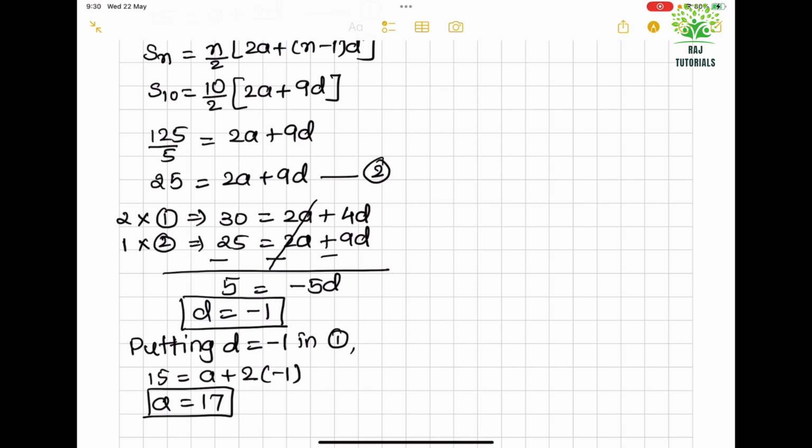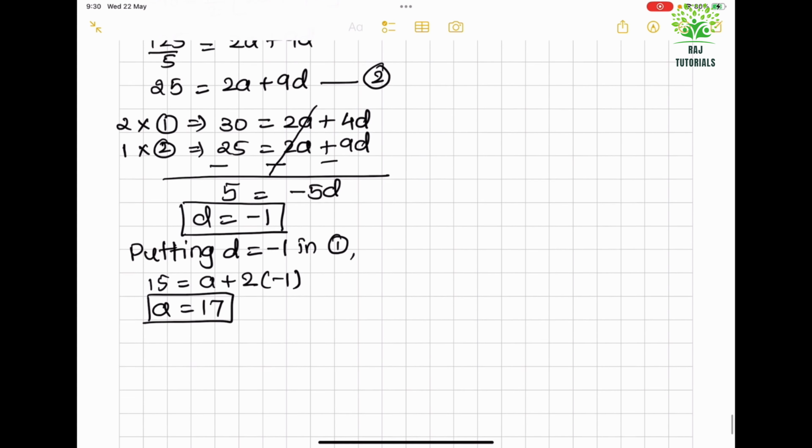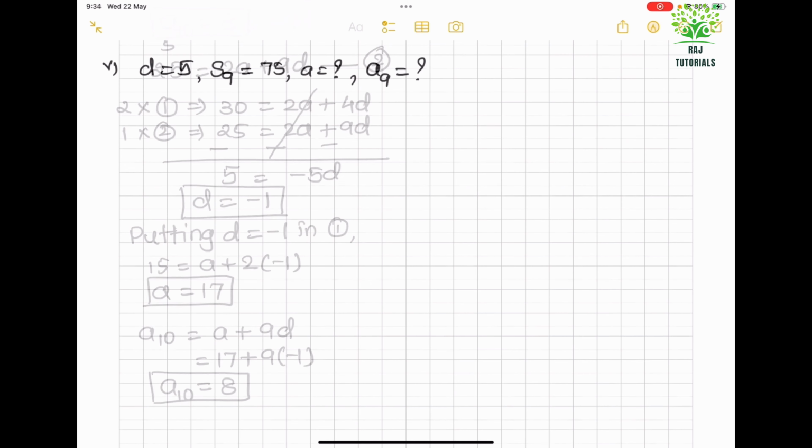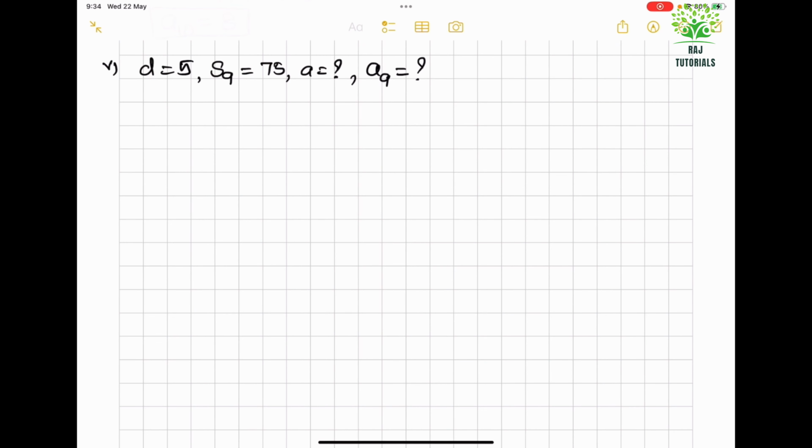Now I got value of a, I know value of d. So they have asked me a10. So a10 will be a plus 9d. So a is 17 plus 9 into minus 1. So that will be 8. So a10 is equal to 5. S9 is 75. A I have to find. A9 I have to find.